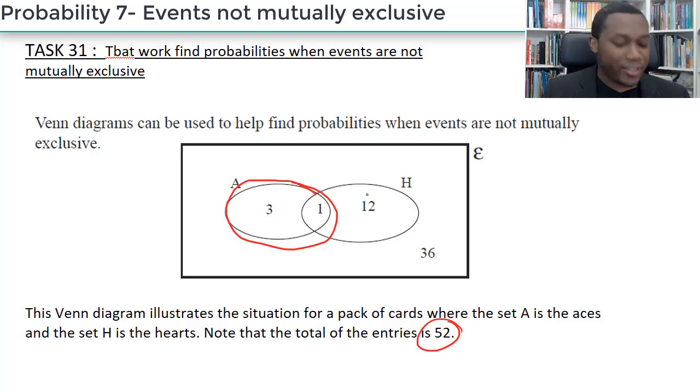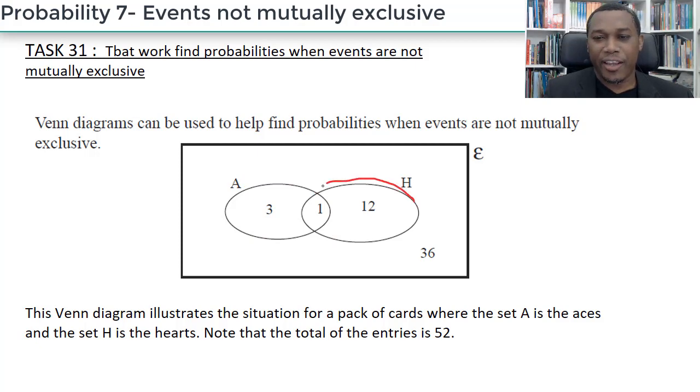Then if I look at hearts, and I should have put heart in red, really, that's poor of me. Hearts should go in red, shouldn't it? There are 13 hearts, 12 plus 1. There's one heart that is an ace, the ace of hearts, and there are 12 other cards, 13 in total. So you can see there is that overlap, that one card that is both an ace and a heart. And that's the big useful thing that the diagram represents.